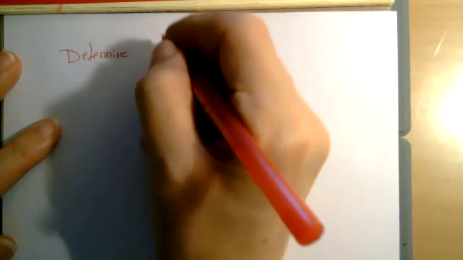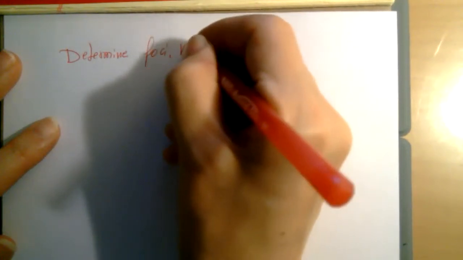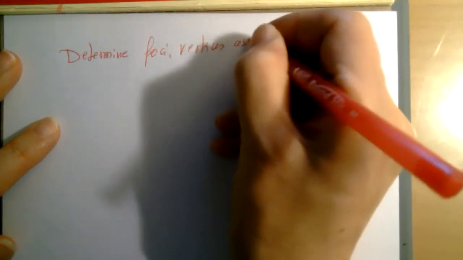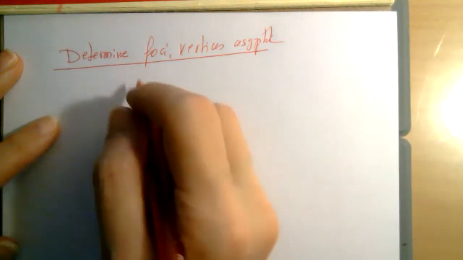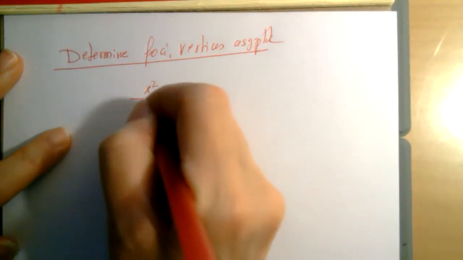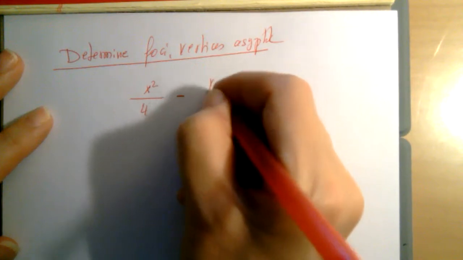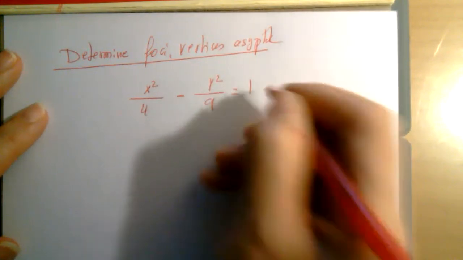Two simple problems, basically. Okay, so the first problem is to determine the foci, vertices, and asymptote of the following. So I'm going to put it in standard format. If I don't, you have to put it in the standard format. Minus y squared over 9 equal to 1.